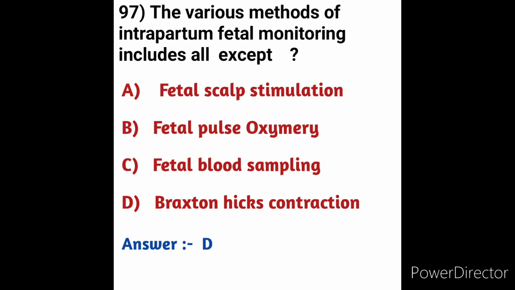Various methods of intrapartum fetal monitoring include all the following except: option A, fetal scalp stimulation. Option B, fetal pulse oximetry. Option C, fetal blood sampling. And option D, Braxton Hicks contraction. Here, option D is the correct answer. Braxton Hicks contractions, also called false labor pains, occur in the second or third trimester of pregnancy. The intrapartum fetal monitoring methods exclude Braxton Hicks contractions. Option D is the correct answer.